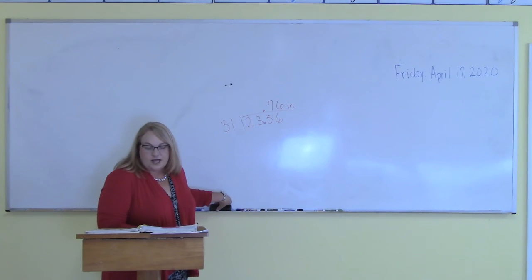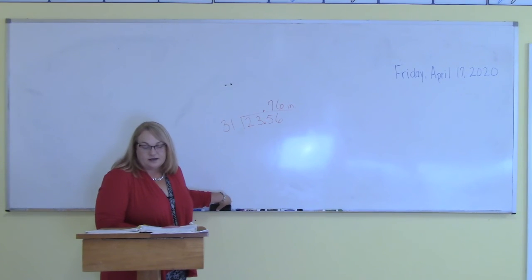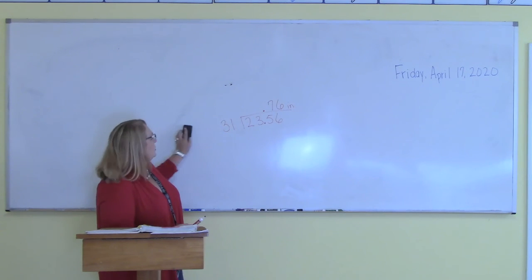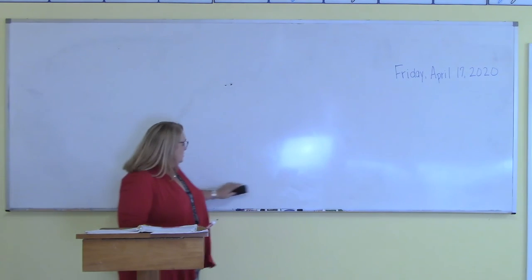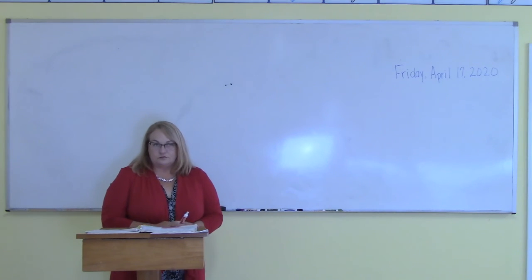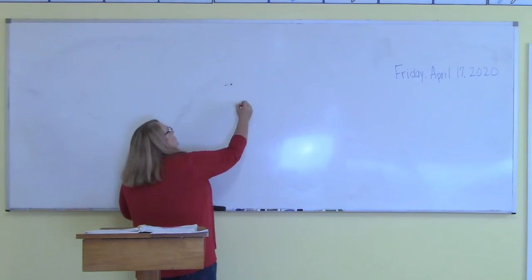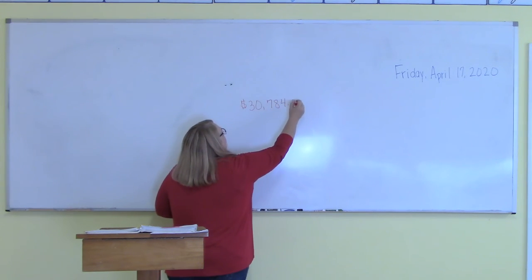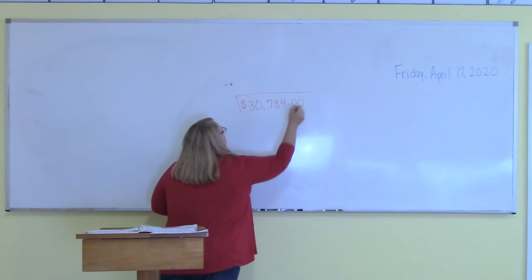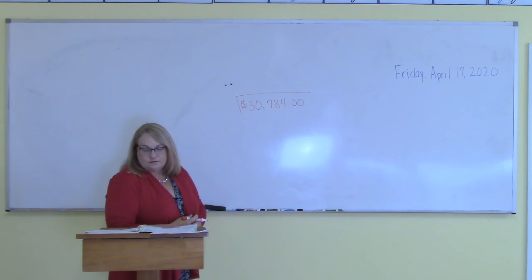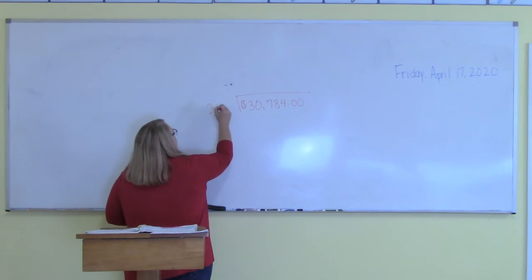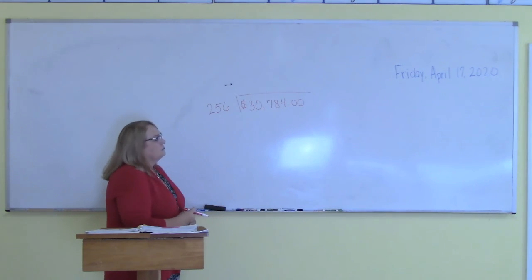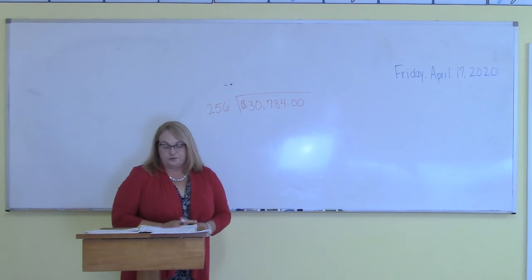All right, B, Mr. Blackburn worked 256 days last year and made $30,784. What was his average pay per day? What are we going to do to figure that out? Good, divide. We're going to divide $30,784 into 256. Okay, I'm going to let you work that out on your own.